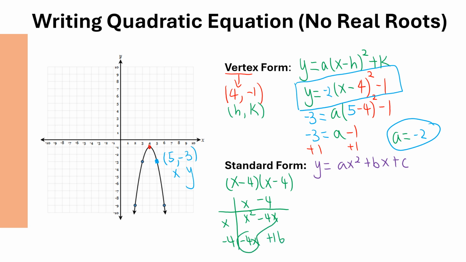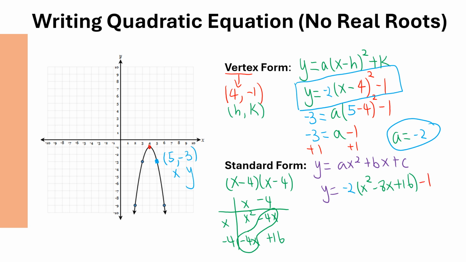And you can combine the like terms. So we have y equals, from the vertex form, we're going to bring down the number in front of the parentheses, which is -2. And then we have times (x minus 4) squared, which is the same thing as x squared, -4x plus -4x is -8x, and then plus 16. And don't forget to bring down the -1 at the end from the vertex form.